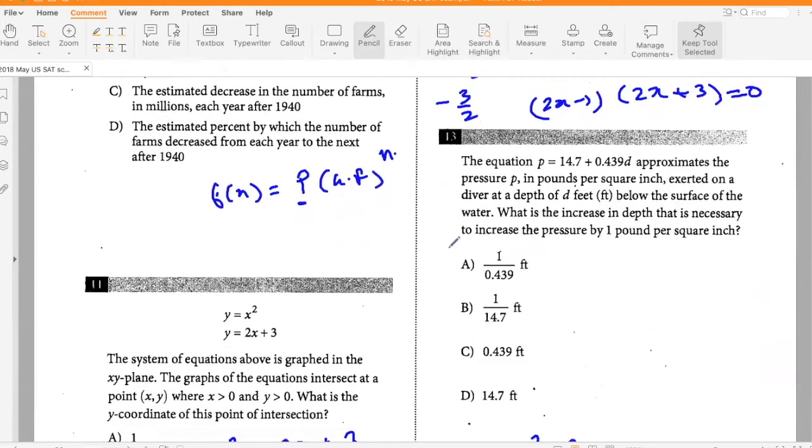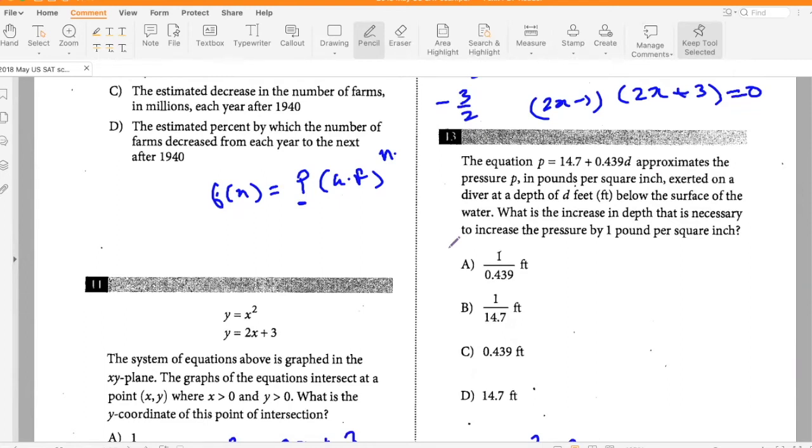The equation P is equal to 14.7 plus 0.439 D approximates the pressure in pounds per square inch exerted on a diver at a depth of D feet below the surface of the water. What is the increase in depth that is necessary to increase the pressure by 1 pound per square inch?